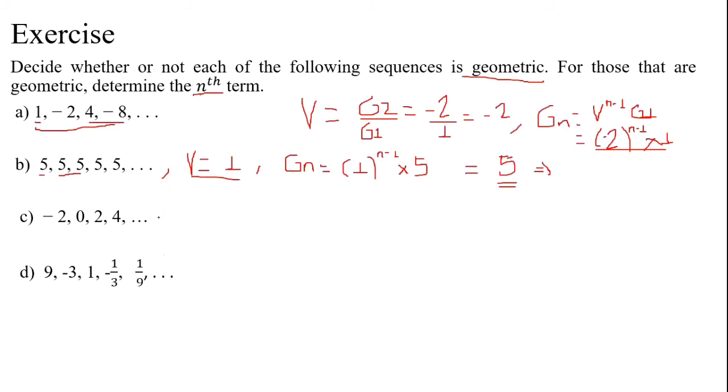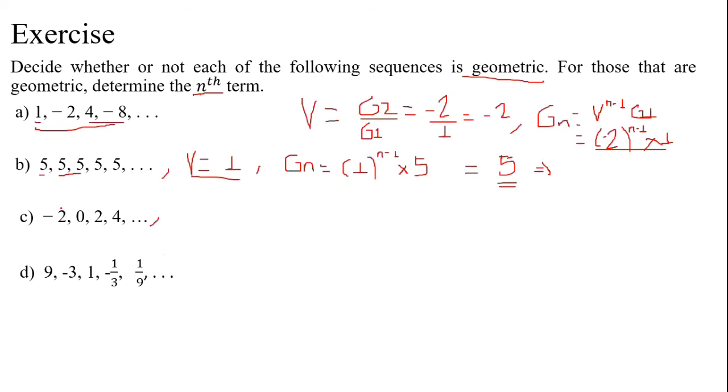First, let's check whether the sequence is geometric or not by calculating the common ratio R. R can be calculated by dividing the second term by the first term, that is 0 over minus 2, that is 0. As I told you, a sequence is geometric if and only if the common ratio R is a nonzero constant. We obtain 0 here, so it is not a geometric sequence.